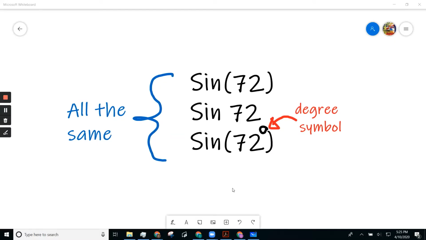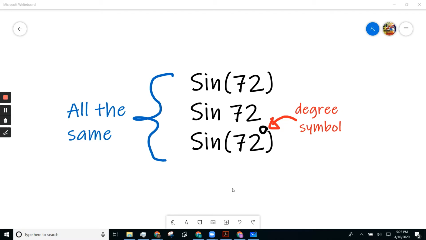So before we continue, there is something important that I want to note. The following three things all mean the same thing. They all are read as the sine of 72. So I can write it as the sine with parentheses and a 72. I can write it sine 72, no parentheses. I can write it as sine, parentheses, with 72 degrees on the inside.